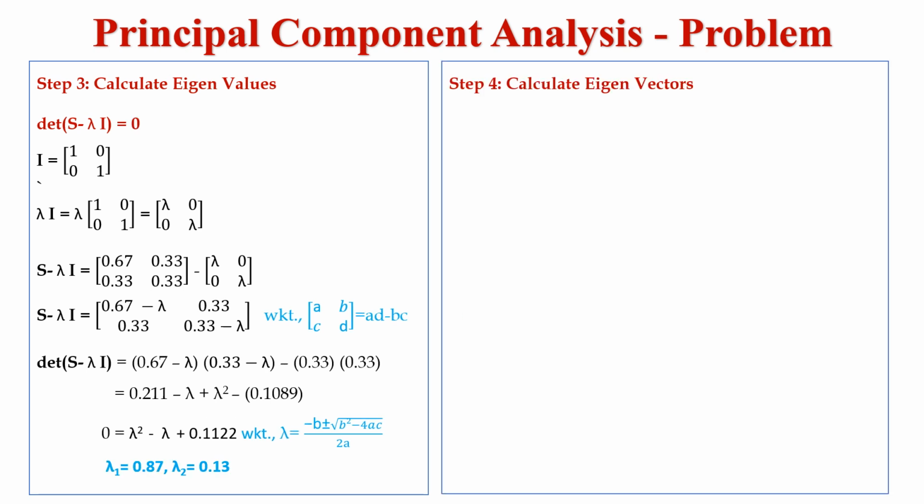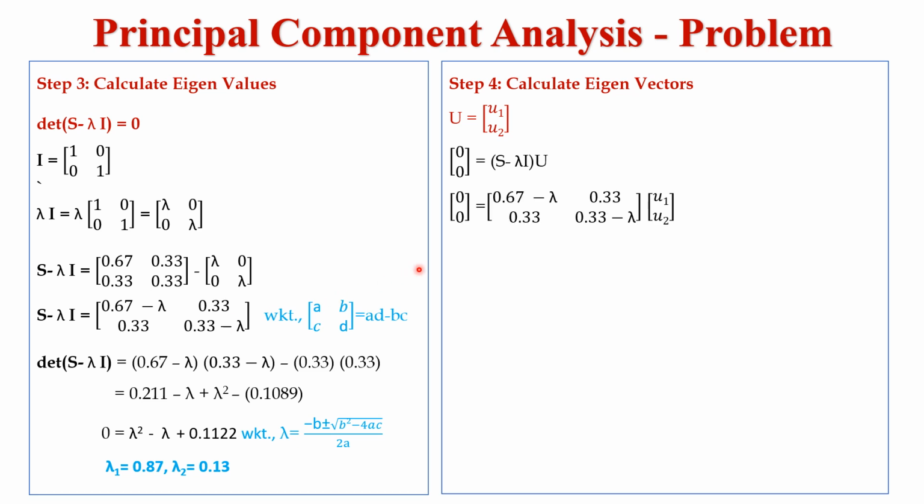In step 4, we have to calculate the eigenvector. It is represented as capital U, and the values are U1, U2, which is a column matrix. To find the values of U1 and U2, we can use the formula S minus lambda I into U, set equal to 0. In the previous step itself, we calculated the value for S minus lambda I. We know that S is the covariance matrix, so the value for S minus lambda I has been calculated here, and we can substitute the same value in this step also.